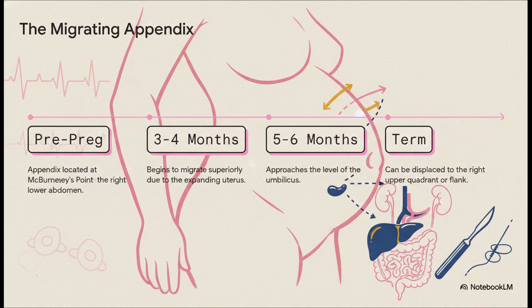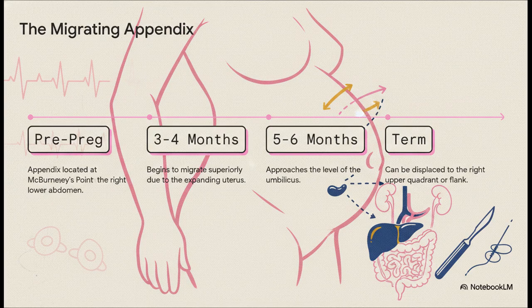As you can see here, as the uterus grows, it shoves everything else out of the way. The appendix gets pushed up and out, superiorly and laterally. By the time the patient is at term, that appendix could be way up in the right upper quadrant, or even in the flank. Now, this anatomical shift causes 2 huge clinical problems. First, the pain is in the wrong place. The patient might complain of flank pain, making you think of a kidney infection, or RUQ pain, making you think of gallstones.